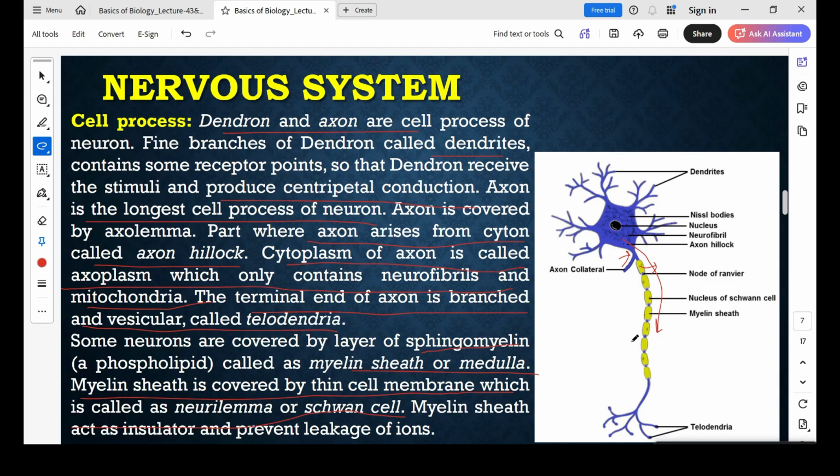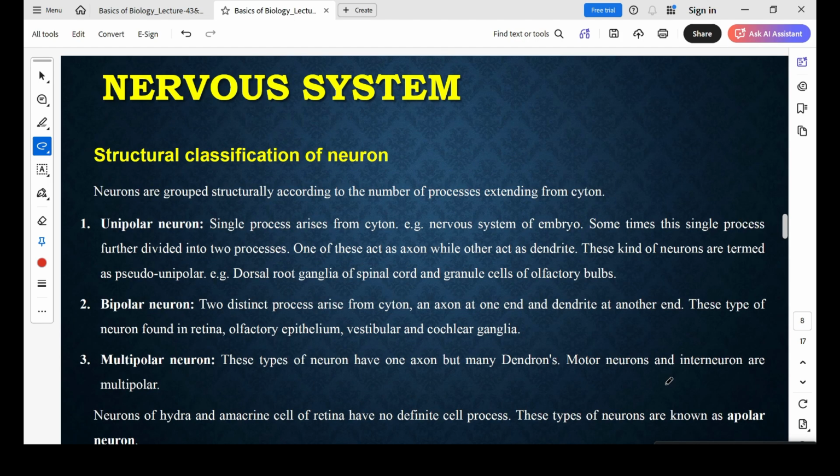The Schwann cells that are present on the axon are responsible for maintenance of the myelin sheath as well. If a non-myelinated neuron is present where a myelinated neuron should be, that is going to affect the speed of information transfer.